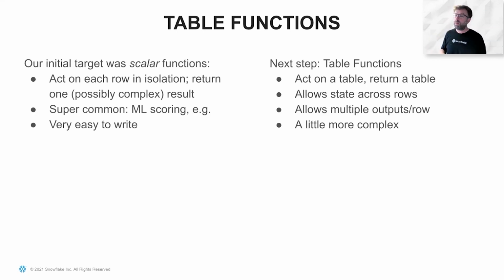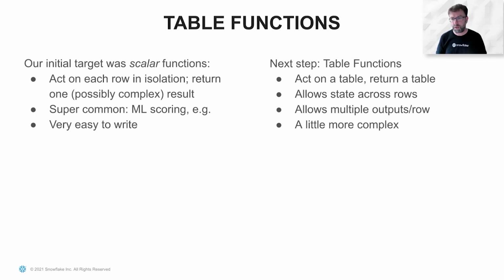They allow you to maintain state across rows. With a scalar function, you really need to work in isolation. I'm going to score this row. I'm going to score the next row. But if I try to maintain state across rows, you'll end up shooting yourself in the foot because the system doesn't know that you're doing that, and it will try to scale out. And so you may not see all of the data.